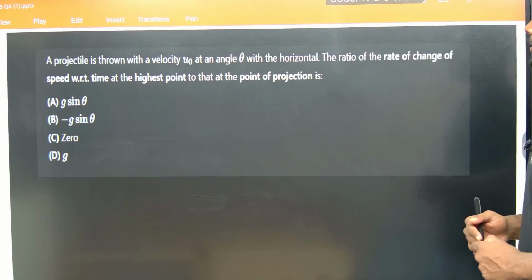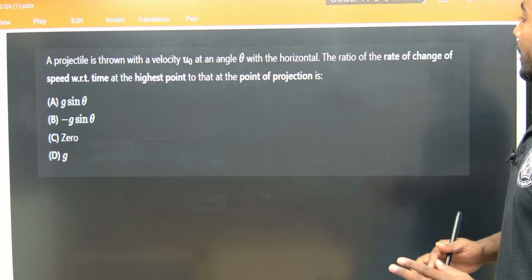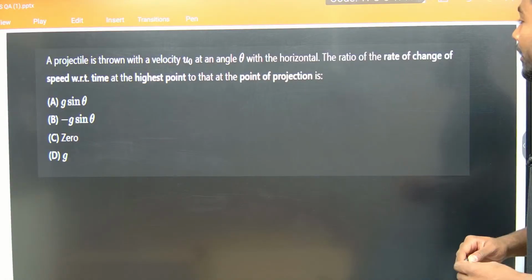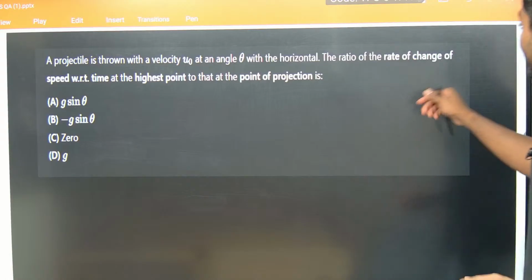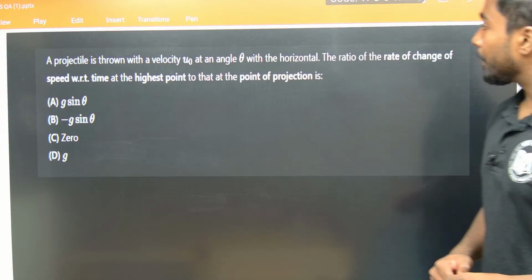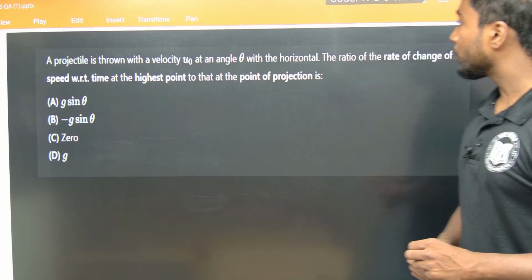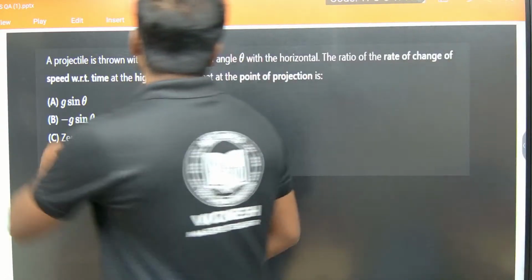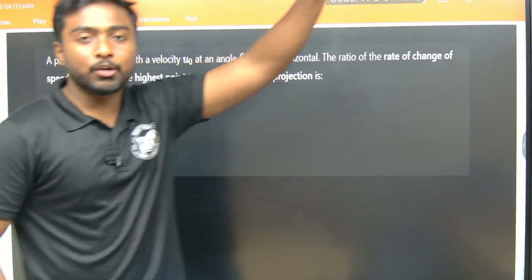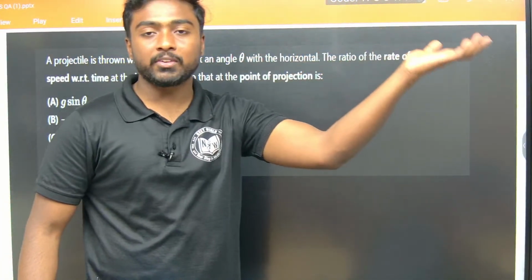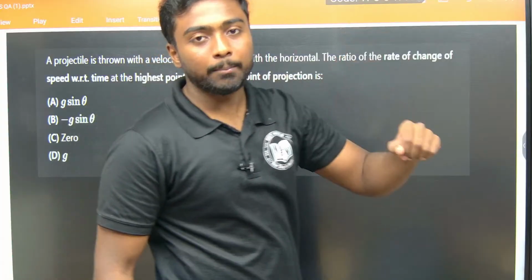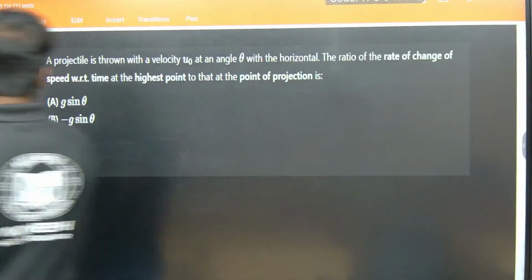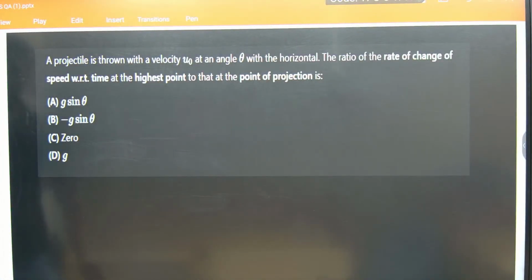The next question is: a projectile is thrown with a velocity u naught at an angle theta with the horizontal. The ratio of the rate of change of the speed with respect to time at the highest point to the lowest point of the projection. What we can understand here is that at the highest point of the projection, velocity will become 0. So obviously the ratio they are asking is from the highest point to the lowest point.